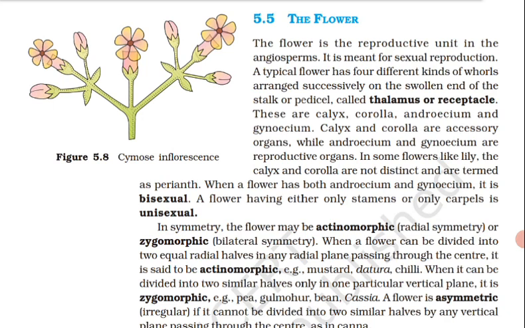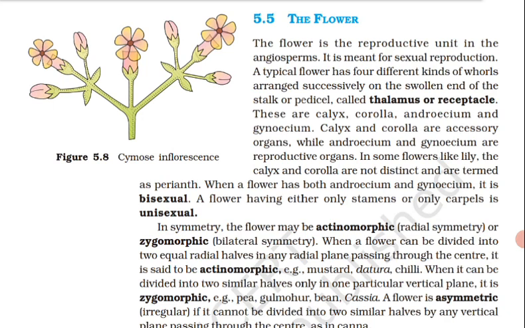Next is estivation. The mode of arrangement of sepals or petals in floral bud with respect to other members of the same whorl is known as estivation. The main types of estivation are valvate, twisted, imbricate and vexillary. When sepals or petals in a whorl just touch one another at the margin without overlapping, as in calotropis, it is said to be valvate.